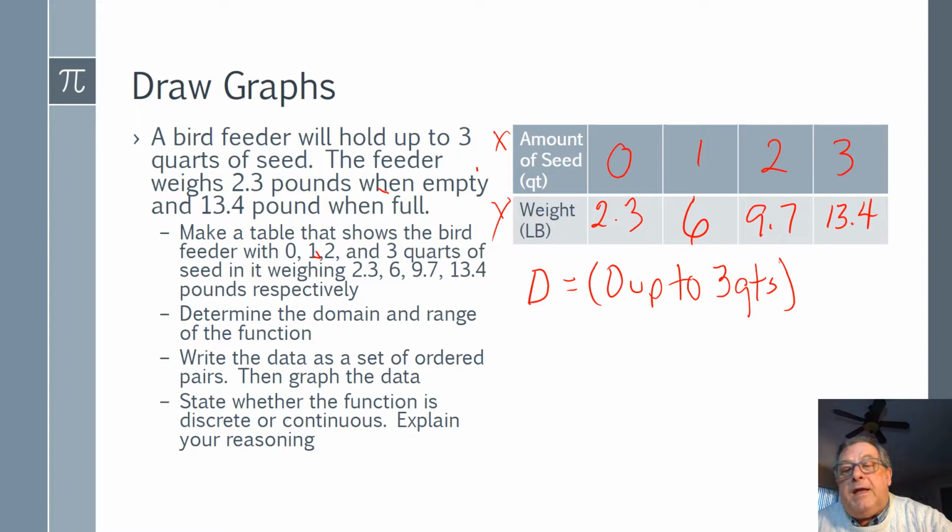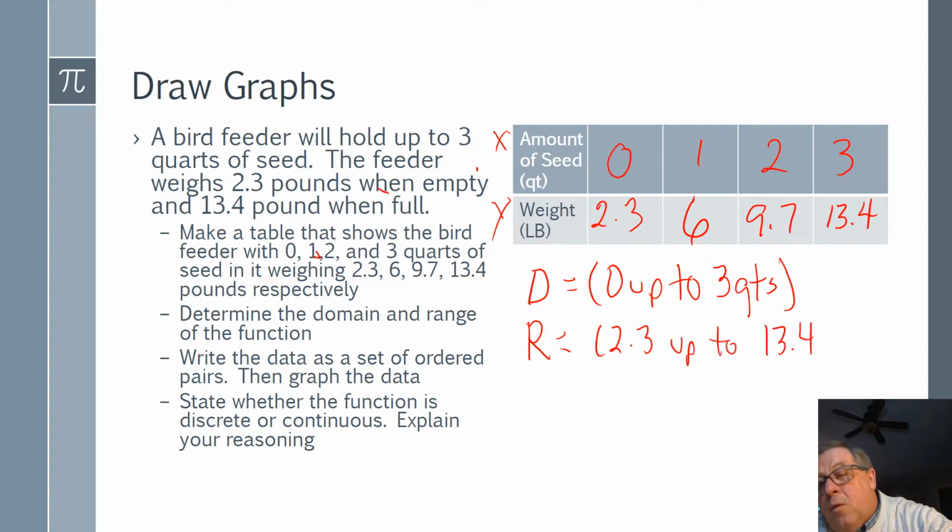Now, our range is going to be defined as what we would have as our y values. And so the range of the weight of the feeder can be anywhere from 2.3 up to 13.4 pounds. All right, well, there we go. We defined our domain. We defined our range.